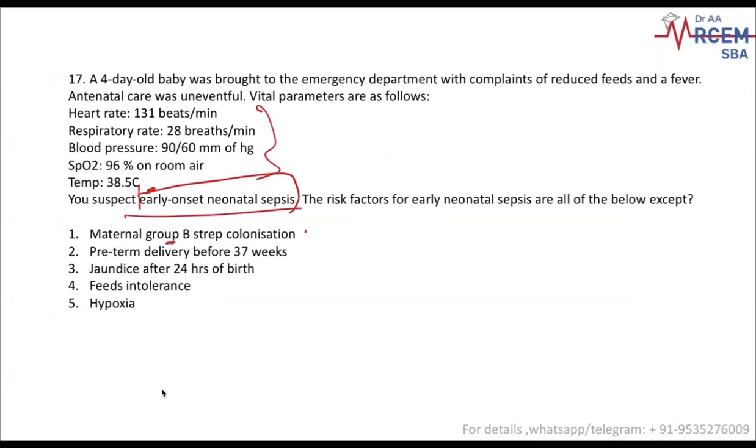This is an obvious one: maternal group B streptococcal colonization. Preterm delivery before 37 weeks, yes. Feeds intolerance, yes. Hypoxia, yes. What about jaundice after 24 hours? Most of the time it is physiological, so this shouldn't be a risk factor. Jaundice less than 24 hours of birth, if it is present, then it becomes a red flag. So this is the right answer here.